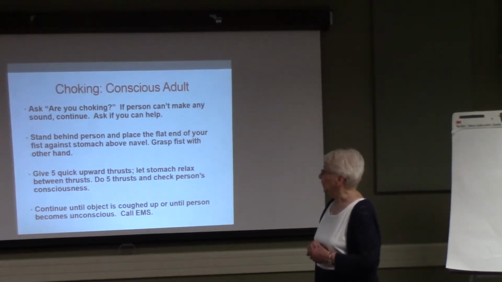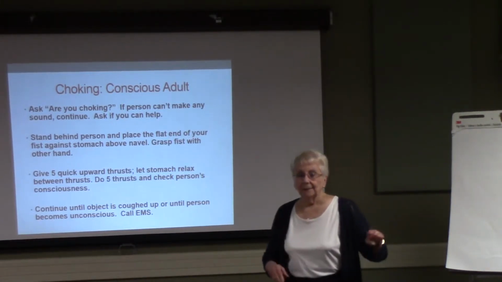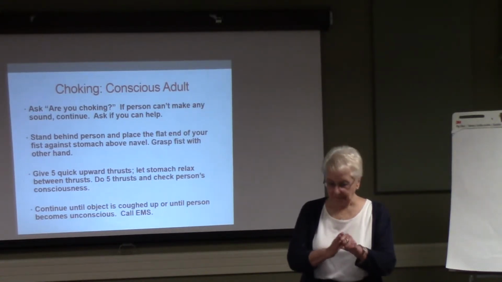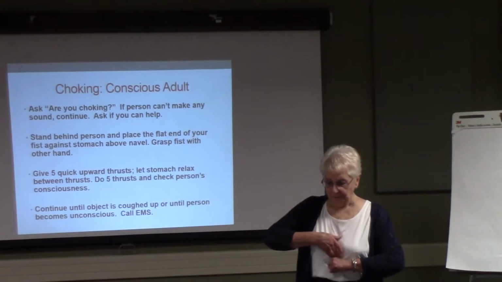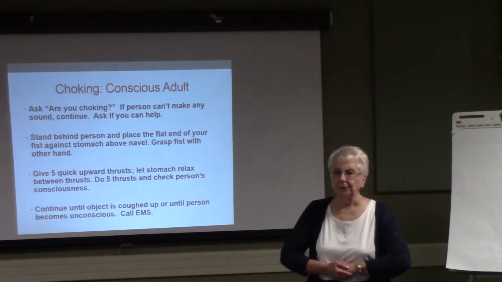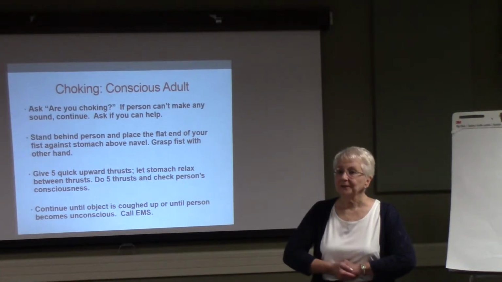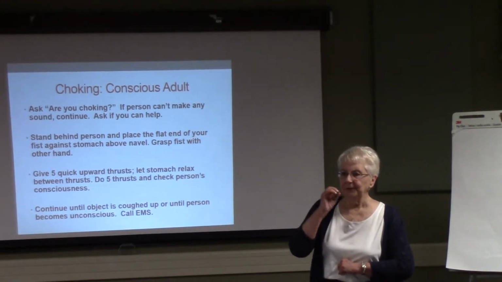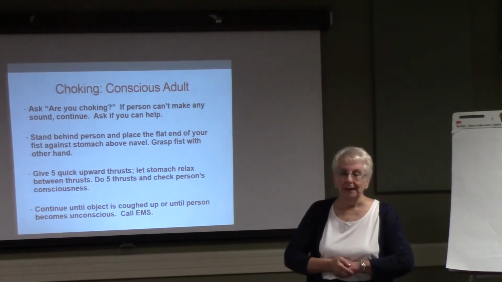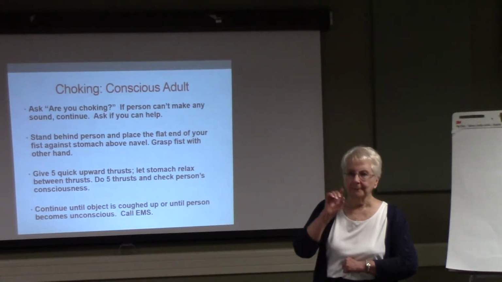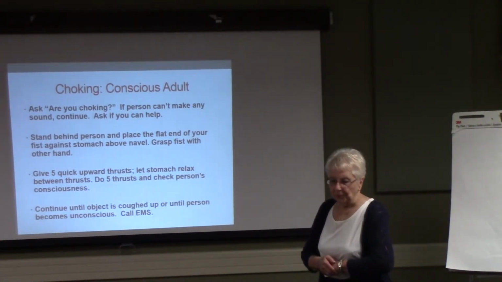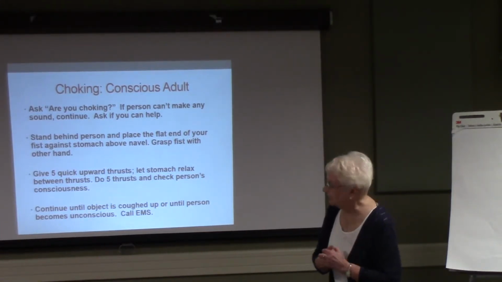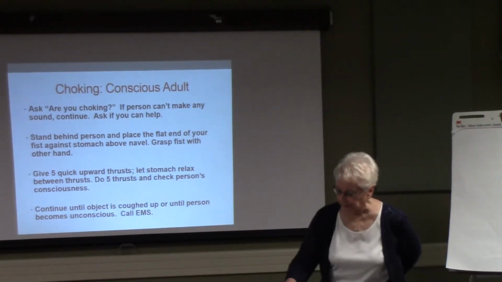If they agree to help, stand behind them, make a fist like a spool of thread, and put the end of that spool of thread right above the navel. There's a little bone here we don't want to break off. And you do 5 upward thrusts. Thrust and release. We're trying to use that pressure to get it out. I've seen a piece of chicken fly clear across the room. Not with the first thrust, but with the second one. Okay? So we're going to do 5 thrusts, check the person's consciousness. Remember, we're behind them. Continue until it's coughed up or until the person becomes unconscious.